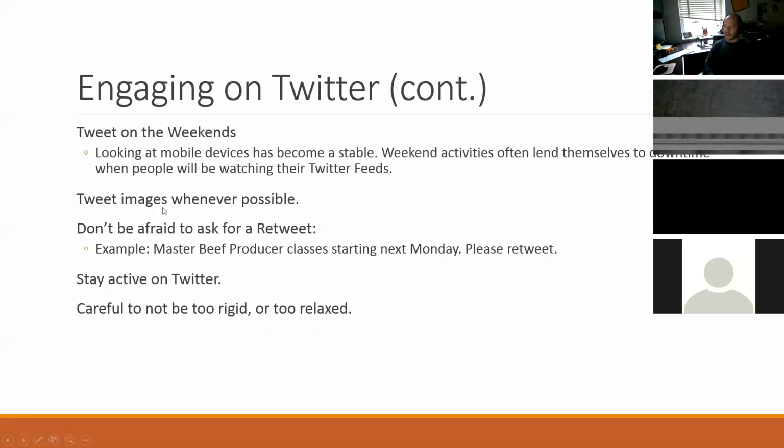And more about engaging on Twitter: tweeting on the weekends. Now, I know it's easy. We work enough at nights and on weekends that trying to remember to tweet can be a bit of a challenge, but there's a lot of opportunity for potential engagement on the weekends. The reason is, especially this time of year, there's not a bunch going on outside. It's cold, it's gray, it's rainy. It seems about the description of December here in Nashville, at least this year.